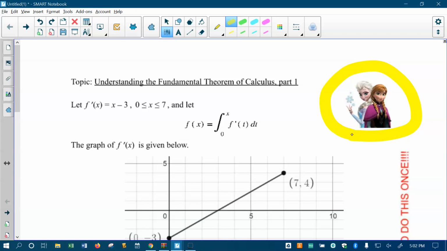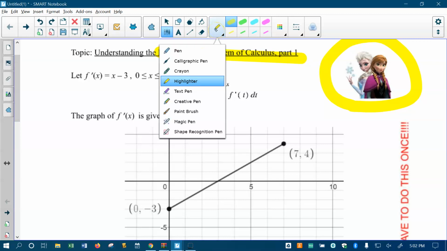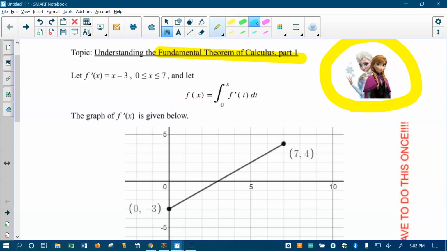And what you're going to find out today is the Fundamental Theorem of Calculus Part 1 is magical. Okay, so now that we got that fun stuff out of the way, here's fun. Get it? Fun because of the fundamental theorem.